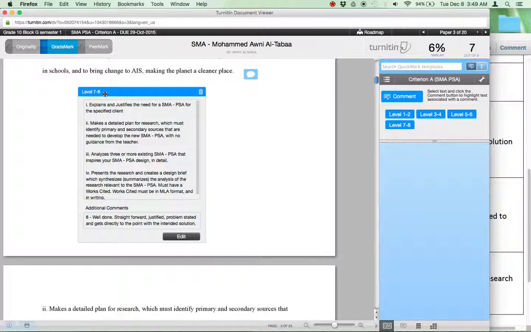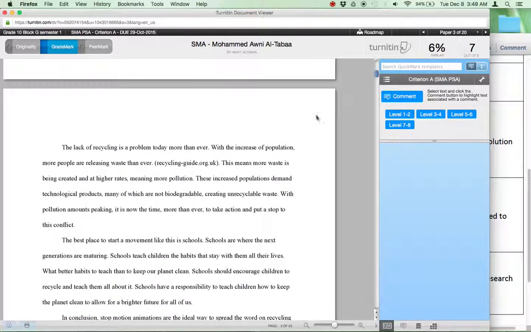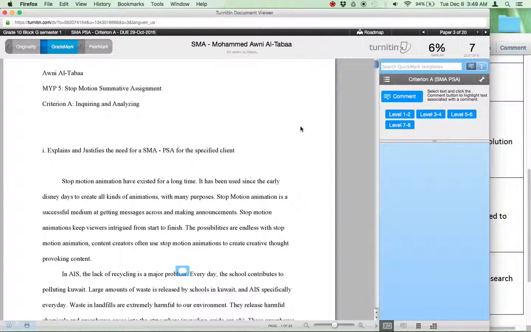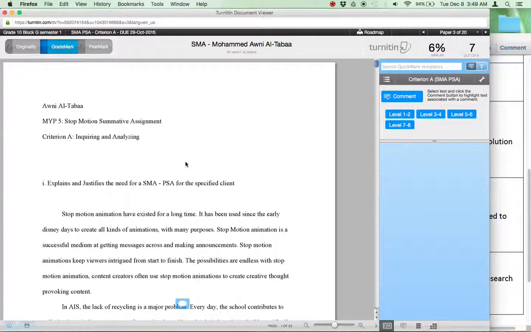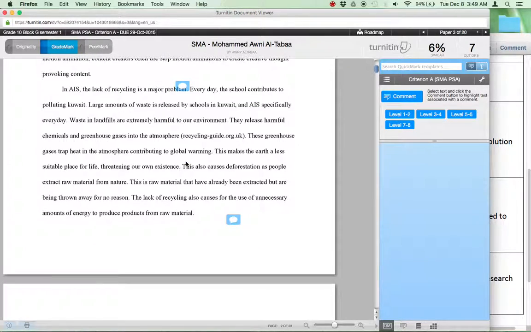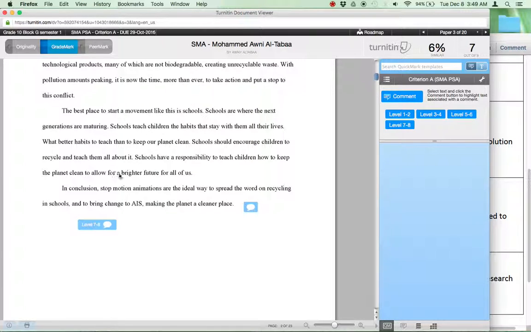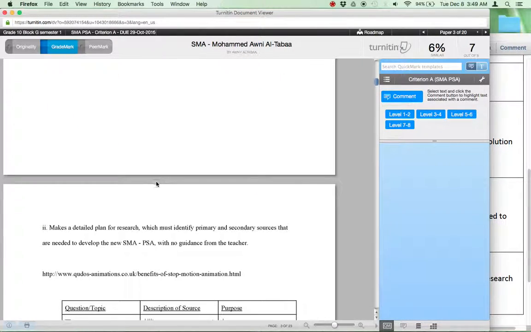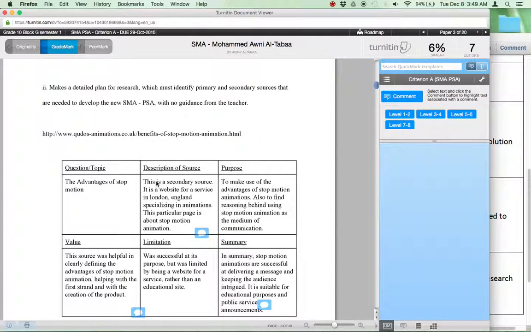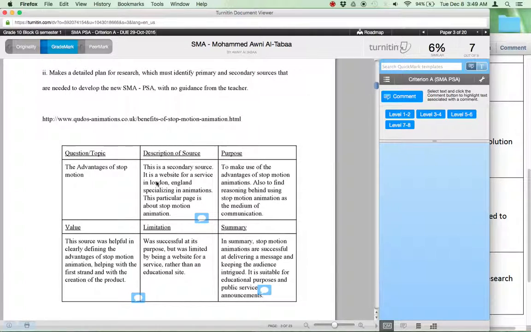You don't need to write a trilogy textbook. Okay? Well done. Straightforward. Justified. Problem stated. He gets directly to the point with the intended solution. That's all you need. How many pages was this? He started like a quarter of the way down the page. So if we put that quarter back up, it was a page and a quarter, which is awesome. You don't need 5 pages to state your problem. That just means you don't know exactly what your problem is.